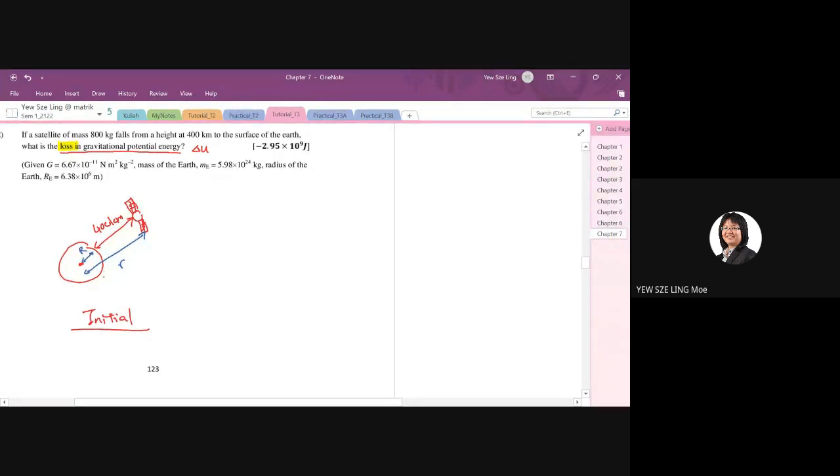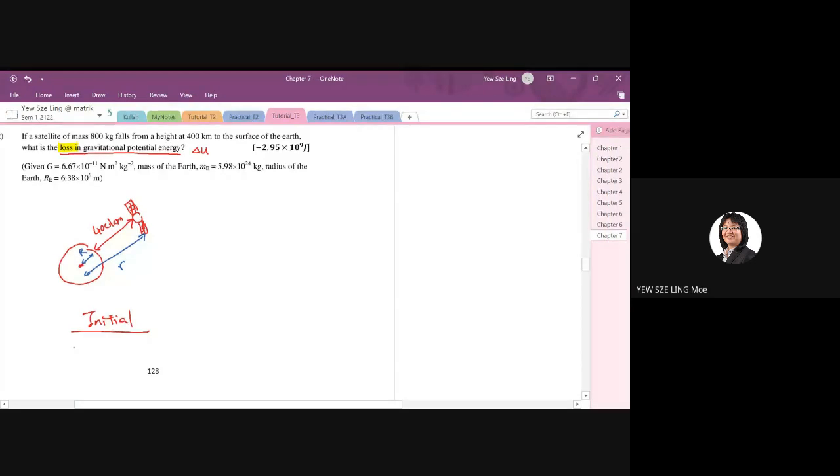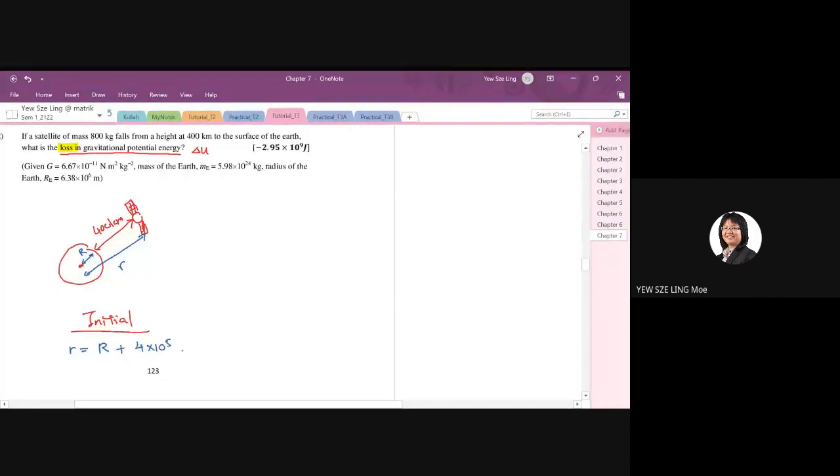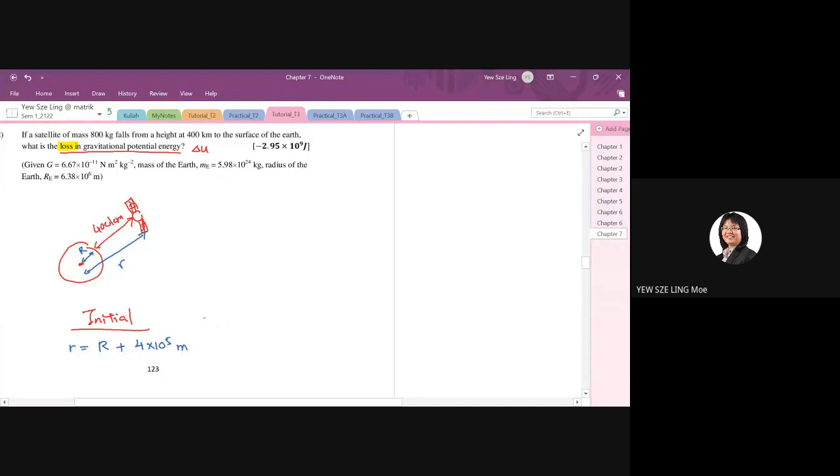Okay, which means at the initial position, R is equal to capital R plus 4 times 10 to the power of 5 meter, because it's in km again. So you need to change it into SI unit. And then what happened? It tells you now the satellite drops.